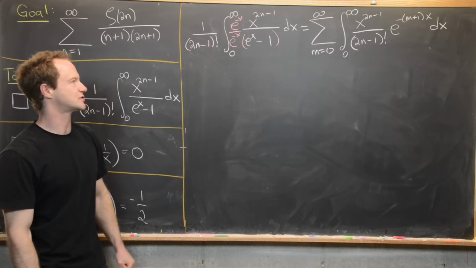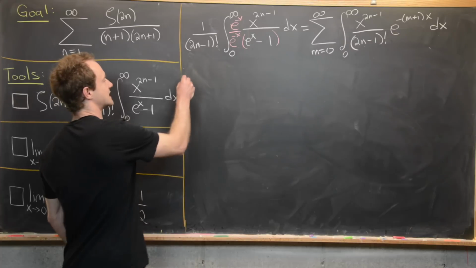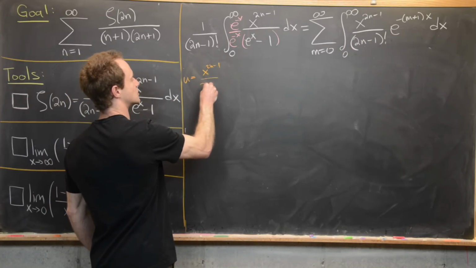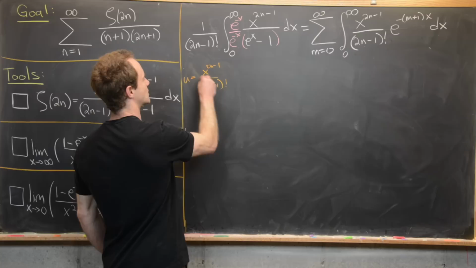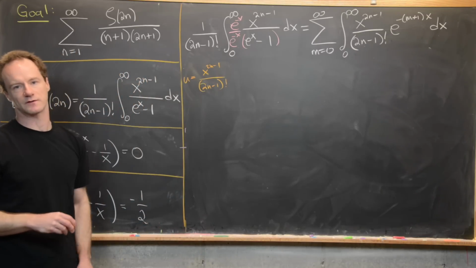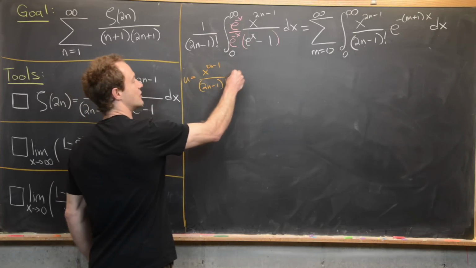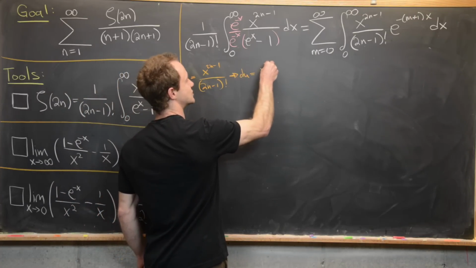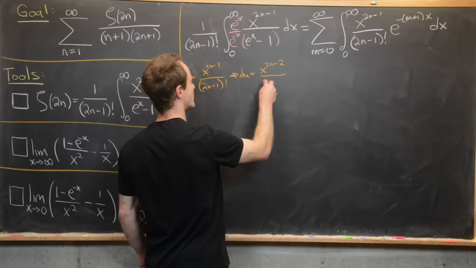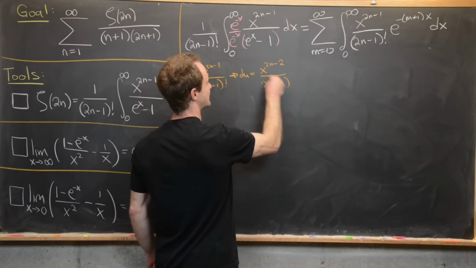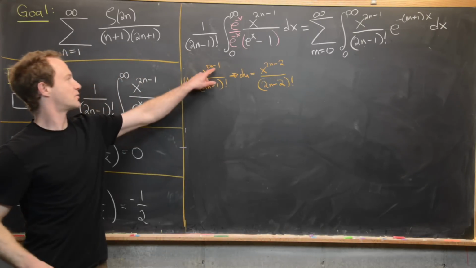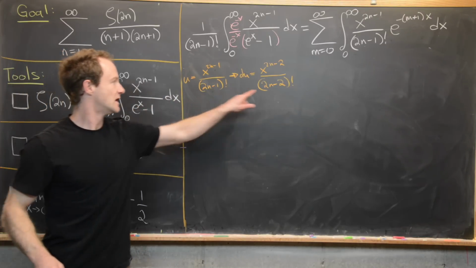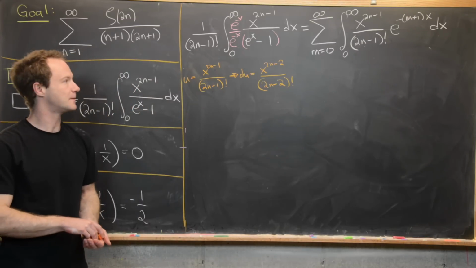And then our dv portion will be the exponential function. Like I said, I'm going to let u equal x to the 2n minus 1 over 2n minus 1 factorial. I'll include that constant in the denominator as part of the polynomial. Taking the derivative, we see that du is equal to x to the 2n minus 2 over 2n minus 2 factorial, because bringing this 2n minus 1 down cancels the portion of the factorial down to just 2n minus 2. Okay, great.